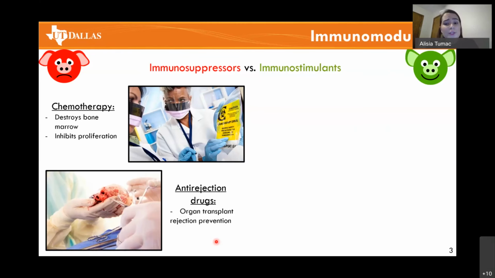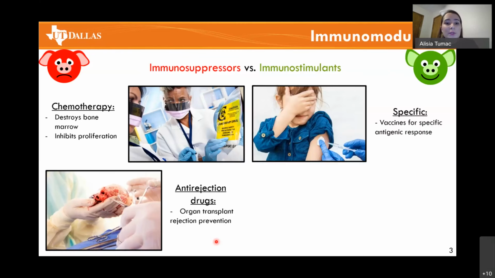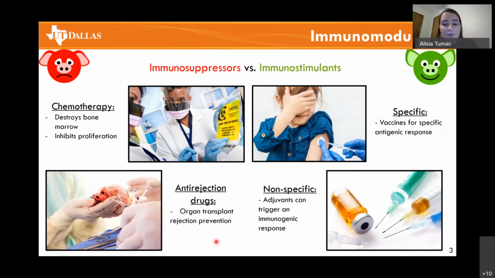Next, I will talk about immunostimulants. Immunostimulants can be either specific, such as vaccines, or can be non-specific, such as adjuvants. And I will talk about this in more detail, but whenever you combine non-specific adjuvants into the specific immune response, you can enhance the immunostimulation as an effect.